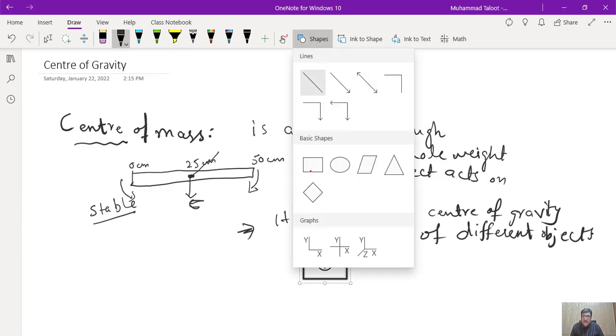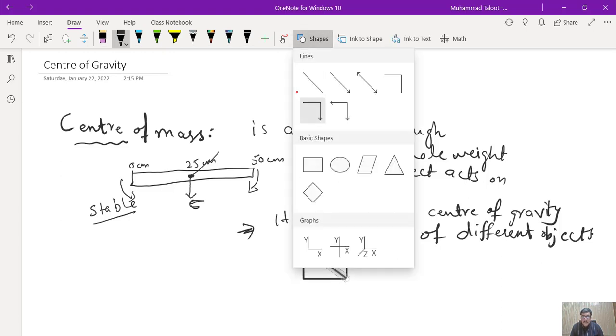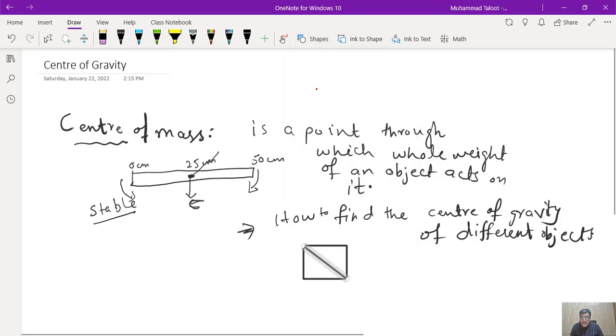I will simply draw a line from one corner to another, and then again one more line from another corner, and they meet at this point. So the point where the intersection is occurring will be known as the center of gravity for this object.